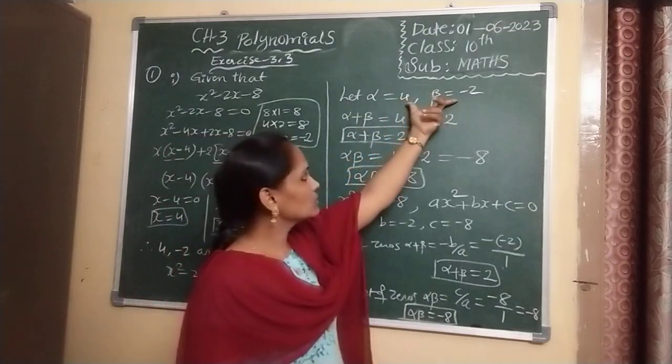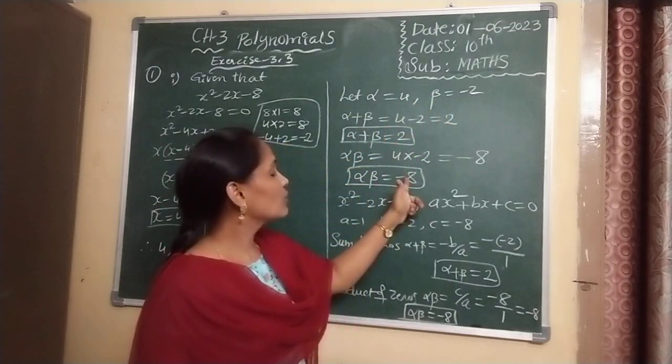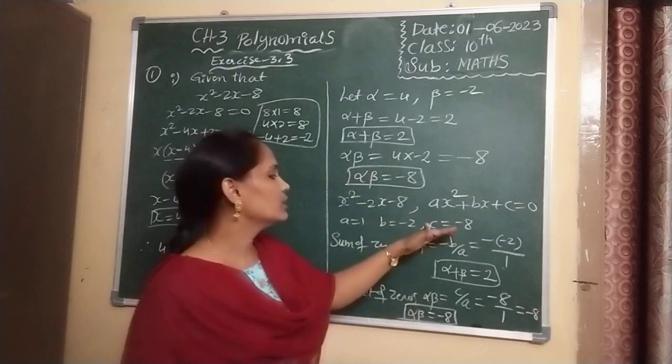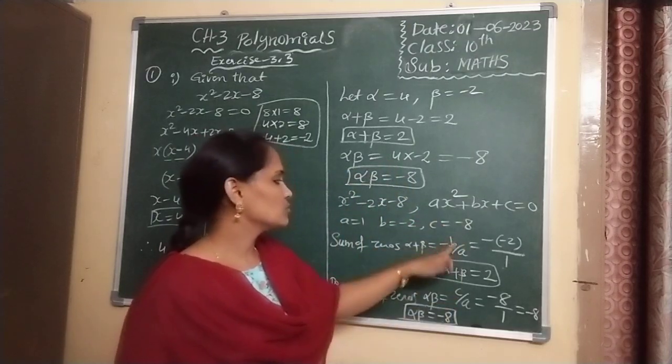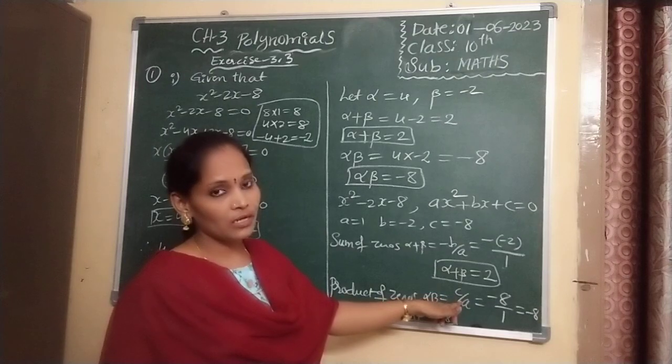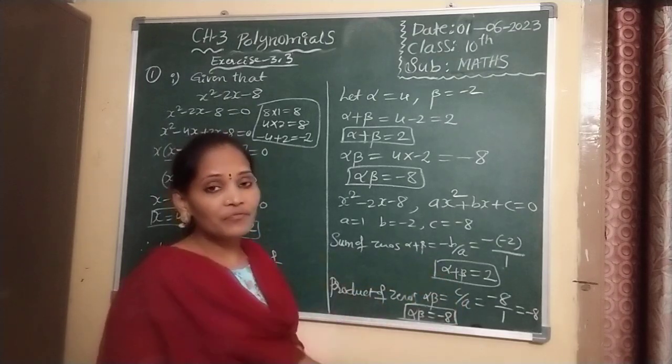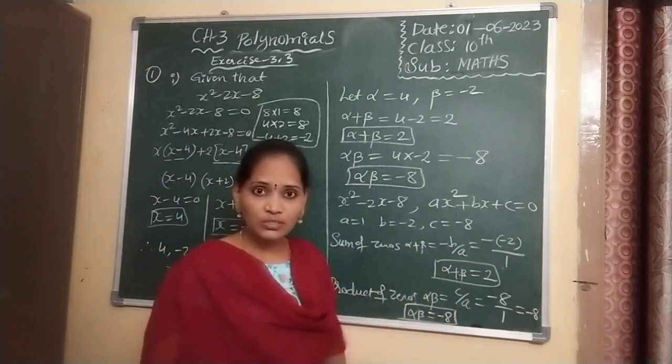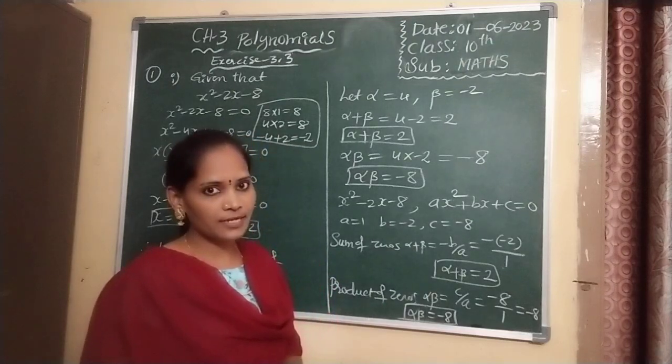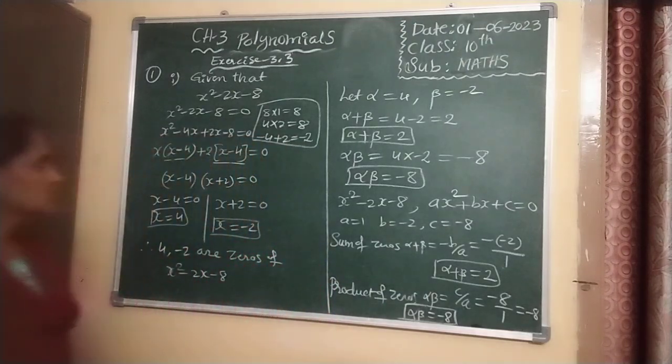What we got by using the zeros, the same answers you will get by using the general formula also. This is how we can verify the relationship between zeros and coefficients. Understand? In this way we should solve the first question.